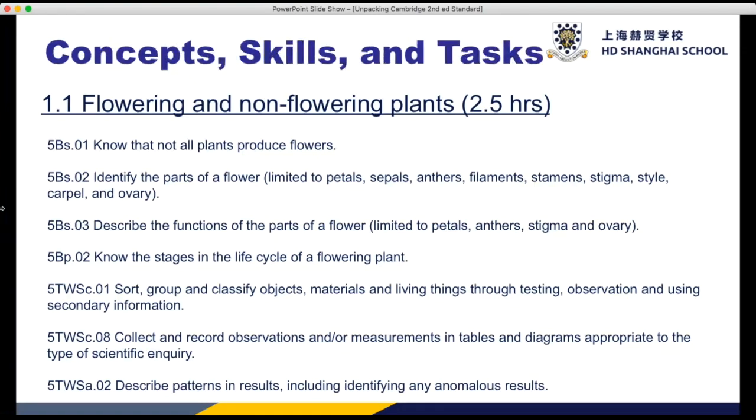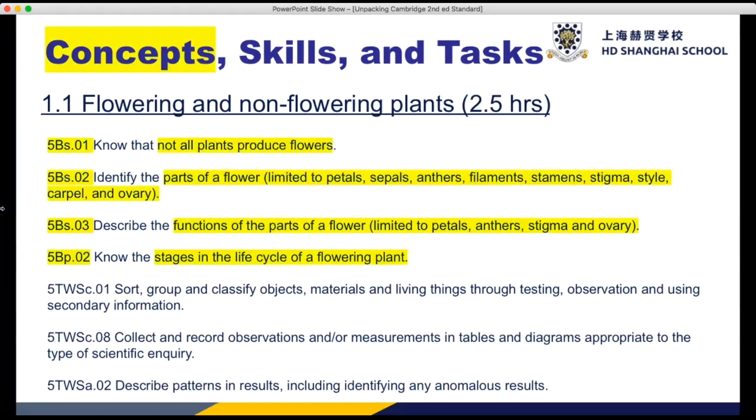So let's identify the concepts, skills, and tasks. Thankfully, the Cambridge curriculum already separates these out for us, so it's very easy to identify. The first four, labeled BS and BP, are the concepts. So the concepts are knowing not all plants produce flowers, understanding the parts of a flower, the functions of the parts, and the stages of the life cycle.